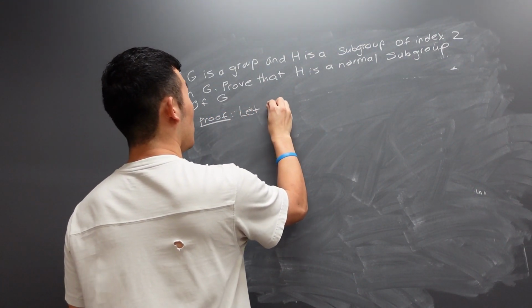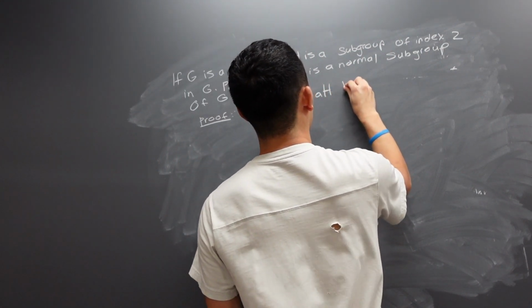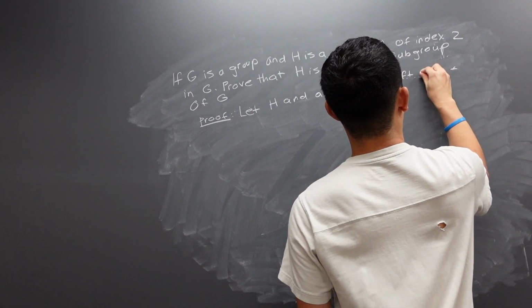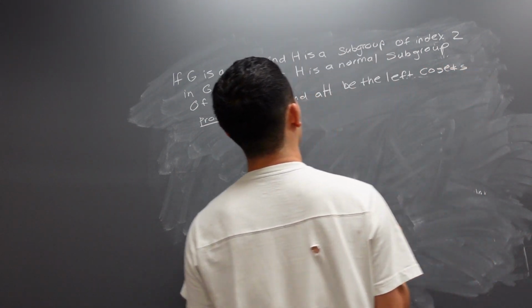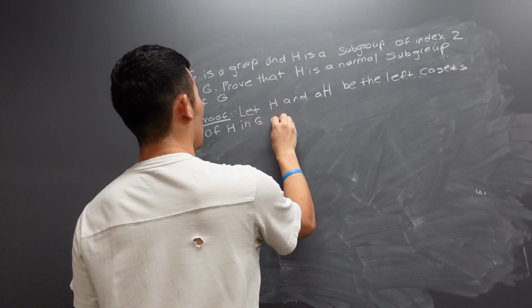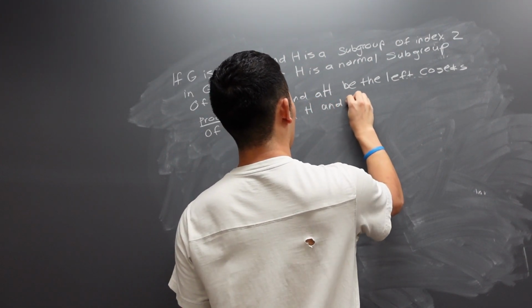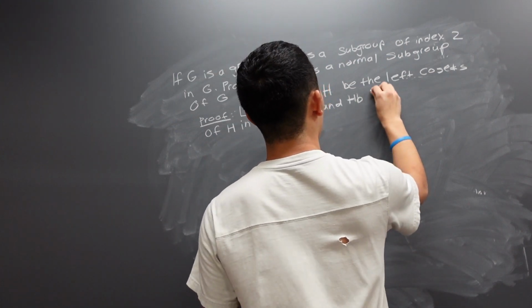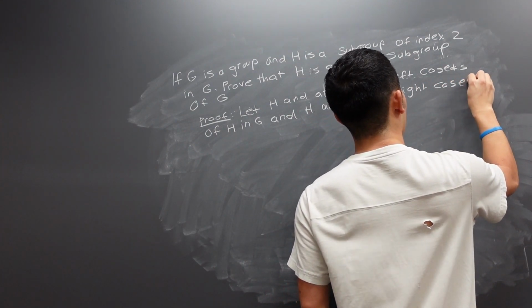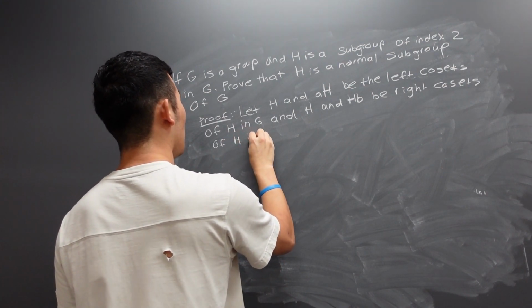So let's suppose aH be the left cosets of H in G, and Hb be the right cosets of H in G.